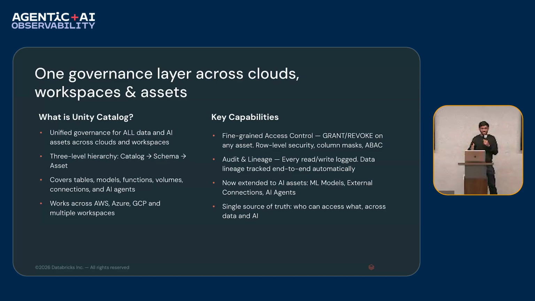So now we can imagine ML models, all the connections, agents, skills, MCP servers, and tools can all be in UC as well. And we get all of the benefits that we've been getting so far on the UC side, to do all of the same exact stuff in the AI lane as well. So it becomes a single source of truth for anything and everything that you can access, not just for your data, but also for your AI products as well.